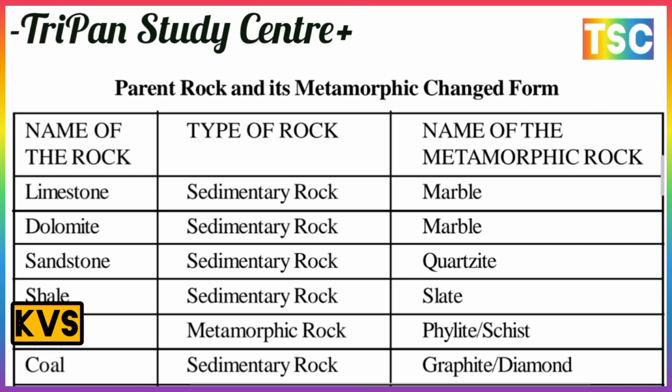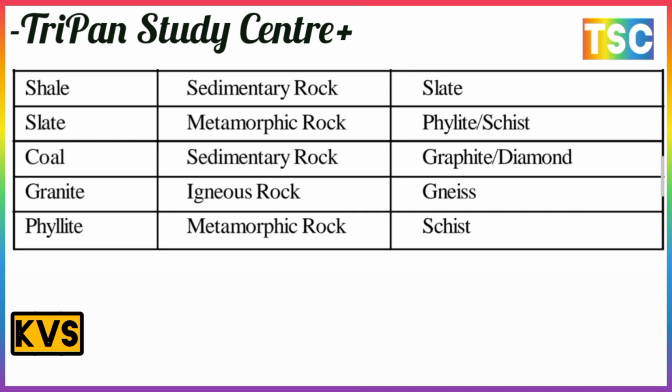Limestone is a sedimentary rock, and its metamorphic form is marble. Dolomite is a sedimentary rock and its metamorphic example is also marble. Sandstone is a sedimentary rock and becomes quartzite. Shale is a sedimentary rock and becomes slate. Slate is a metamorphic rock and becomes phyllite and schist. Coal is a sedimentary rock and becomes graphite and diamond. Granite is an igneous rock and becomes gneiss, and phyllite is a metamorphic rock and becomes schist.